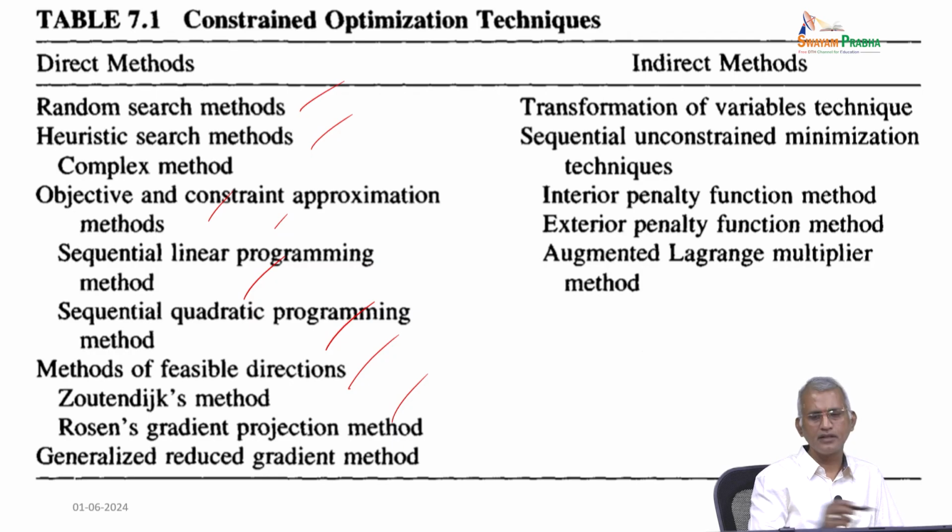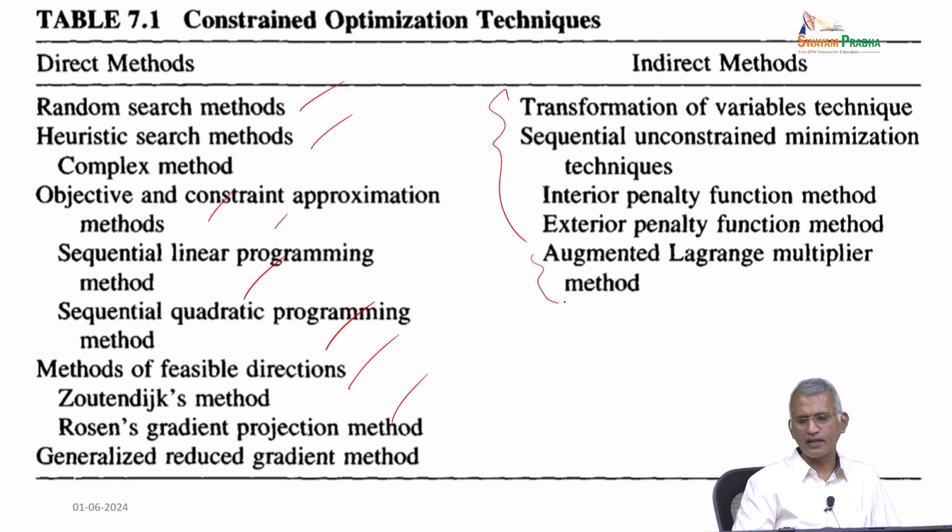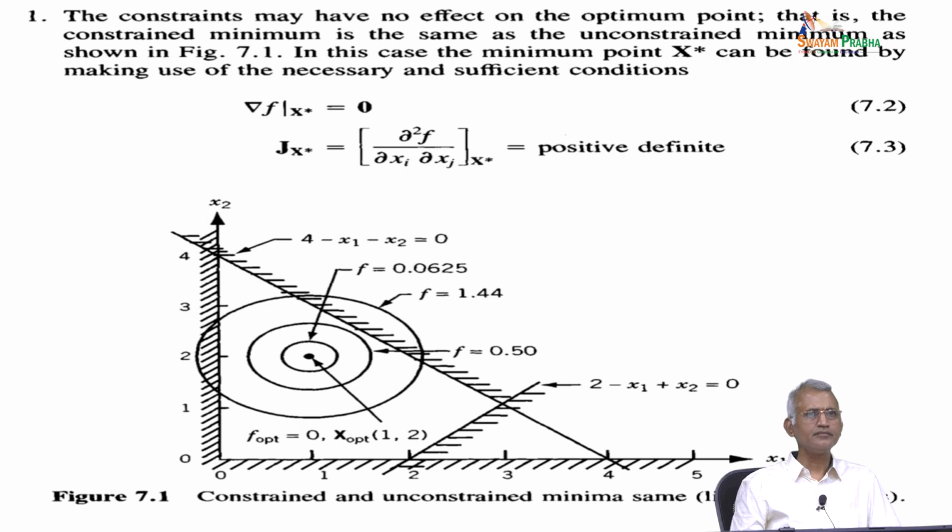Whereas the indirect method consists of what? Transformation of variables technique, sequential unconstrained minimization technique, interior penalty function method and exterior penalty function method, and these are associated with the augmented Lagrange multiplier method. So, these are all the methods to attack problems related to constrained optimization techniques. Let us go with one example.